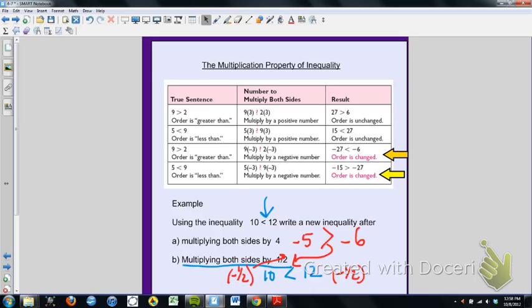Alright, so if you multiply both sides of an inequality by a negative number, you have to change the inequality around. The same goes for, we've just been showing strict inequalities, but 5 is less than or equal to 9. If I multiply this side by negative 2 and this side by negative 2, I'd have to flip the inequality around, so it would end up being negative 10 is greater than or equal to negative 18. Okay?